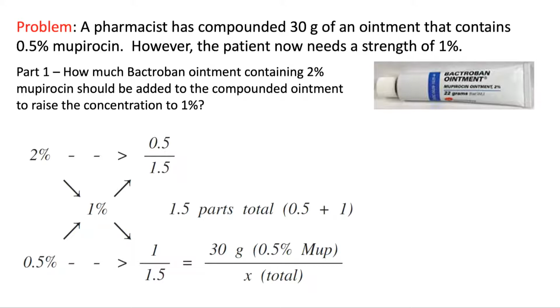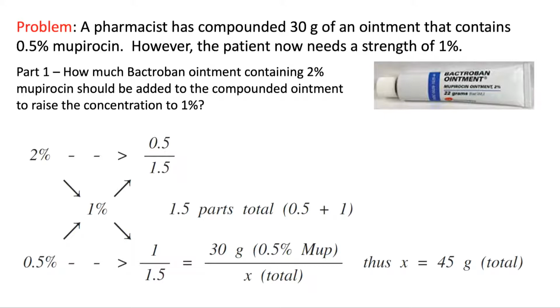I know I have 30 grams of the 0.5% mupirocin, over X, the total that I need to compound. So now I can solve for X algebraically by taking the 30 times the 1.5 and then dividing by 1. And you can see that solving for X equals 45 grams, and that represents the total weight. So if I use 30 grams of 0.5% mupirocin, the total weight I'm going to need to get would be 45 grams.